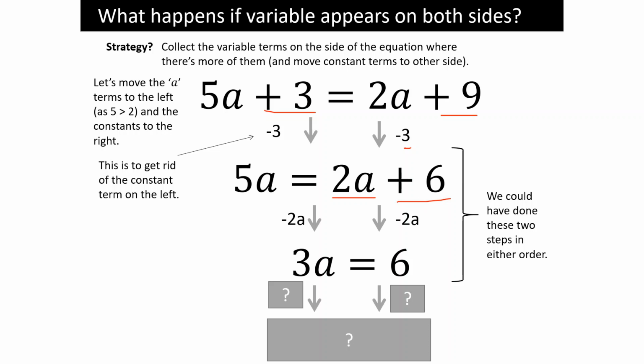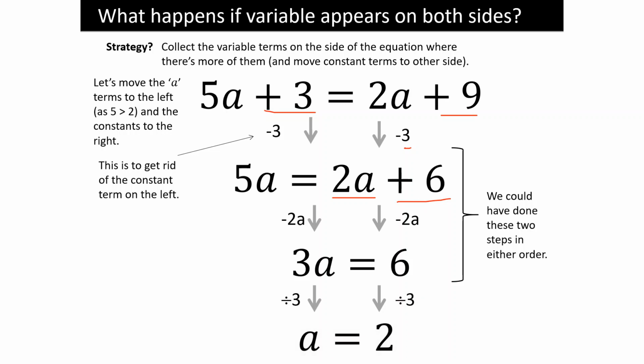And our final answer would give us a being equal to 2, because we divide both sides by 3, because remember we need the coefficient or the number in front of our a to always be 1, and that's very important. 1a or a is the same thing.